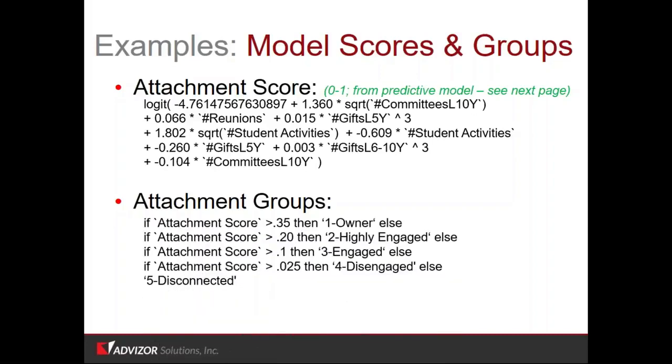So why not just put them in some bins? If the thing's over 0.35, it's an owner. If it's 0.2 to 0.35, they're highly engaged. If it's 0.1 to 0.3, they're engaged. And if it's 0.025 to 0.1, they're disengaged, and otherwise they're completely disconnected. These cut points come from the data distribution, but the bins, and you'll see in a minute when we use one of these, users get it.